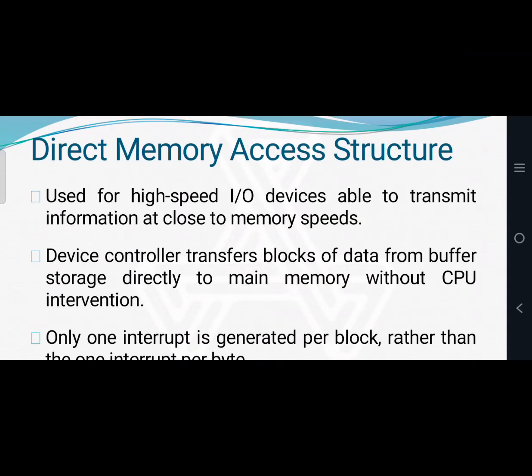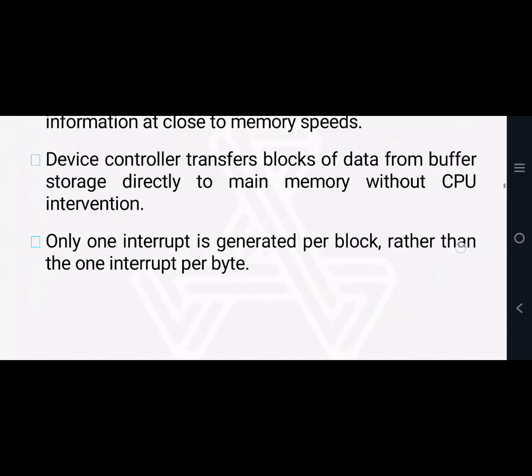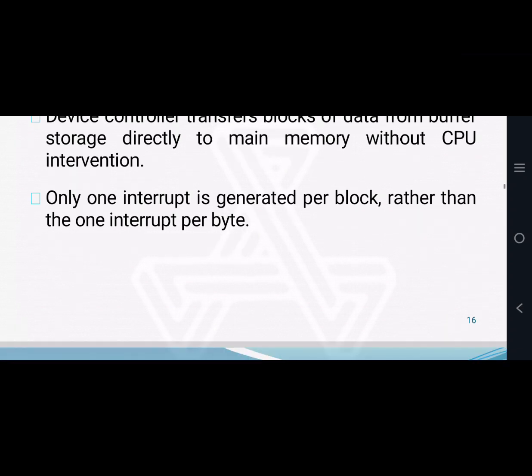Direct memory access structure. It is used for high-speed I/O devices able to transmit information at close to memory speeds. The device controller transfers blocks of data from buffer storage directly to main memory without CPU intervention. Only one interrupt is generated per block, rather than one interrupt per byte.